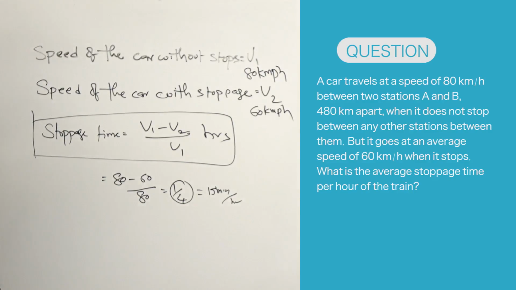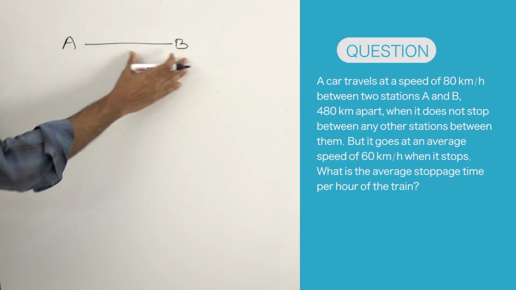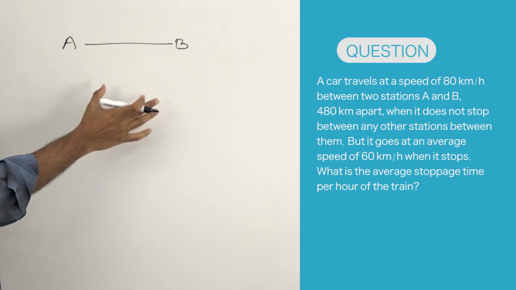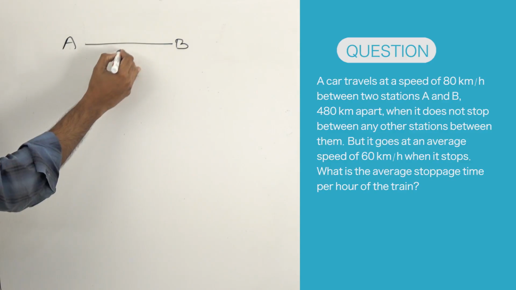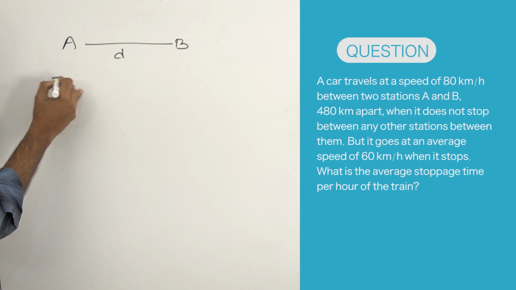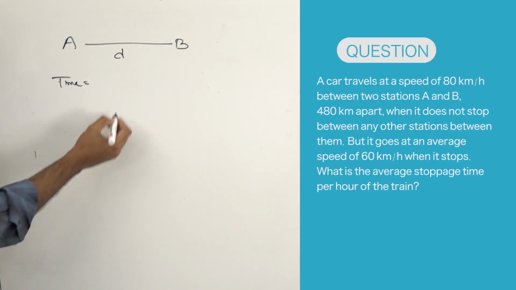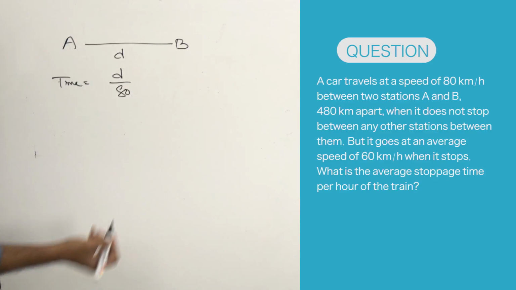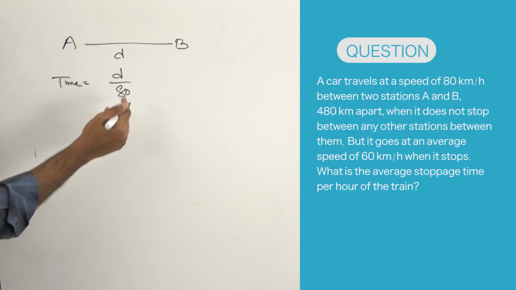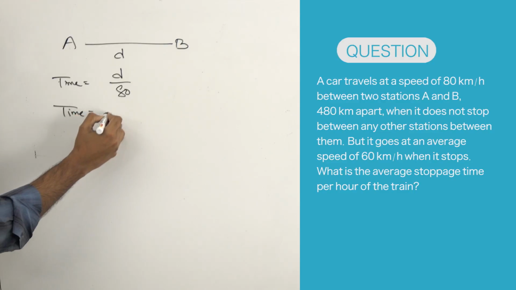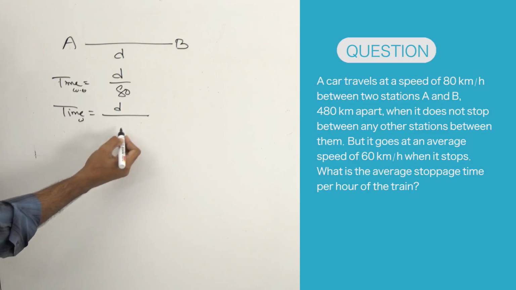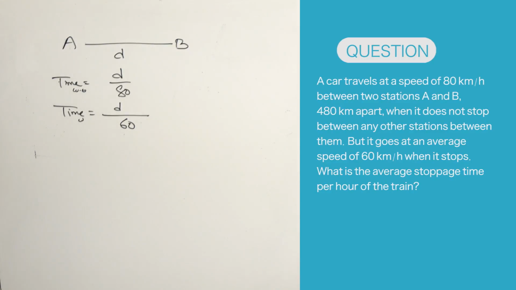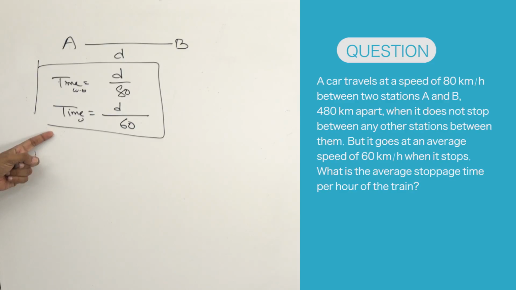Let's look at that. The car is traveling between A and B. When it travels without stoppage, it's traveling at 80 kmph. Let's assume D is the distance. So time taken to travel this distance would be D by 80. Whereas with stoppage, it's traveling at 60 kmph, so time taken would be D by 60. Definitely time with stoppages should be more than the time without stoppages.